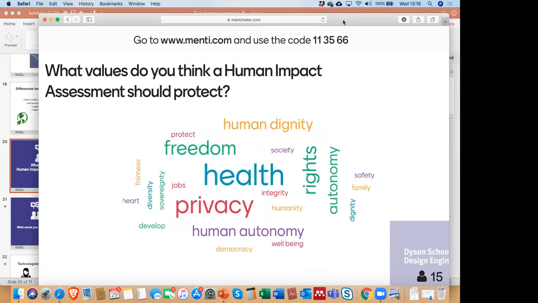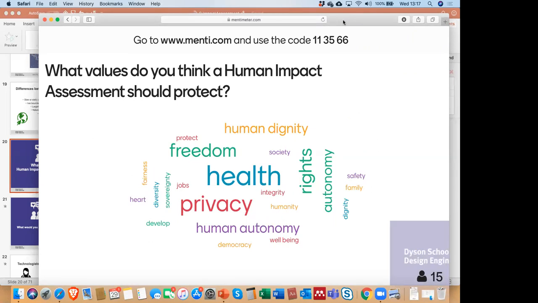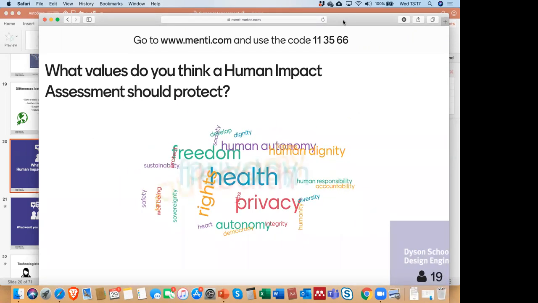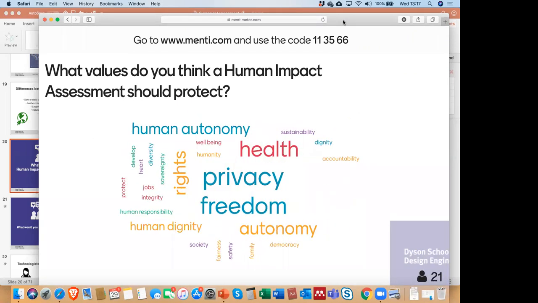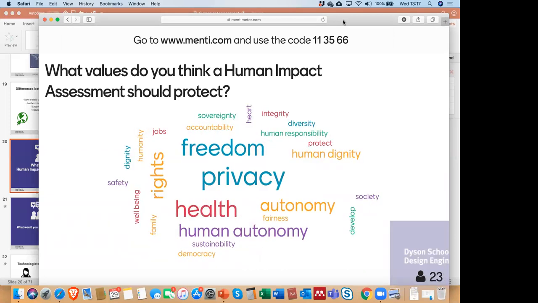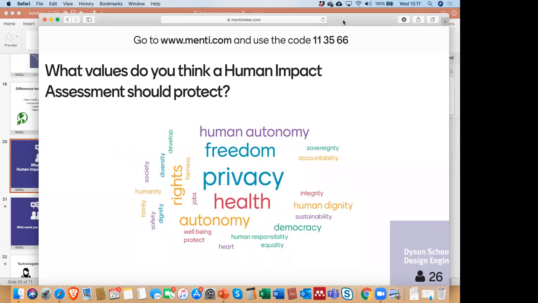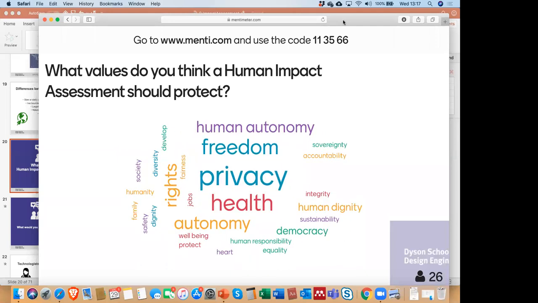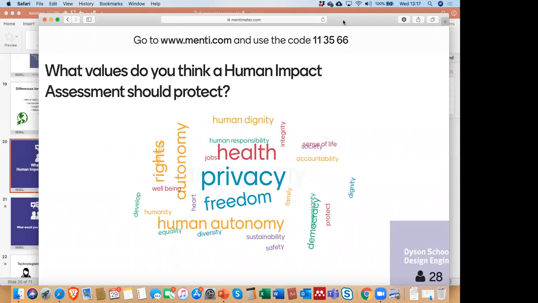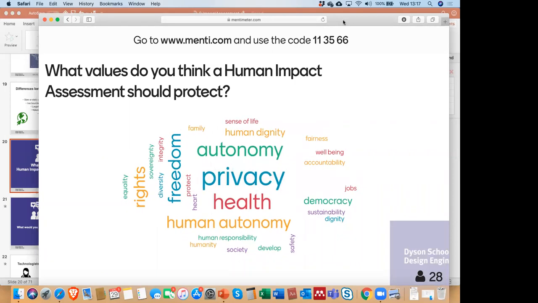I love how with large groups like this one, you can see a lot of terminologies. And when you see terms that are similar to the ones you were going to type, try to use the same one so we can relate. For example, human autonomy and autonomy are roughly the same.